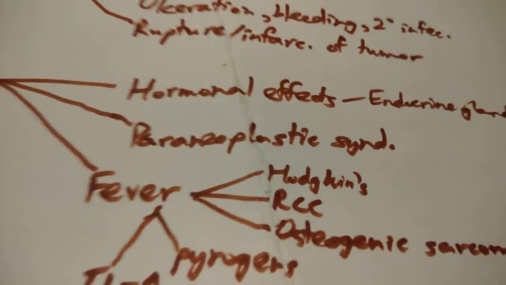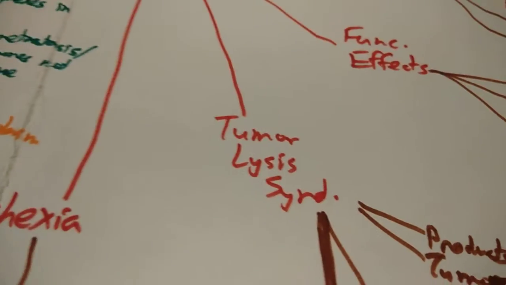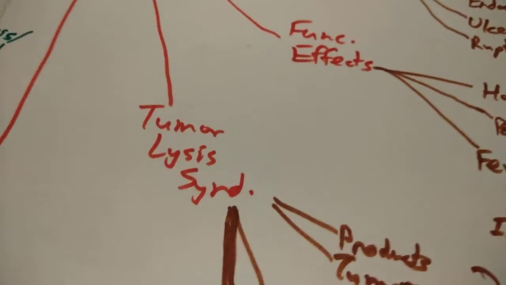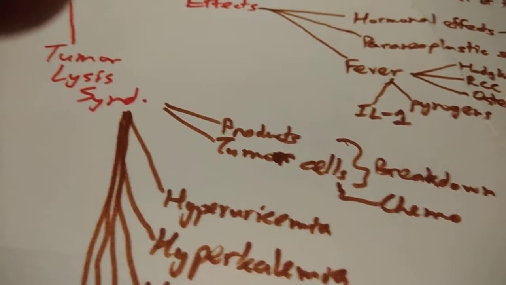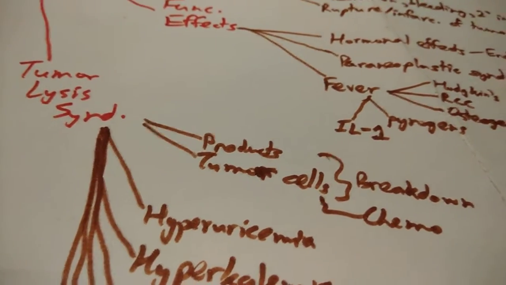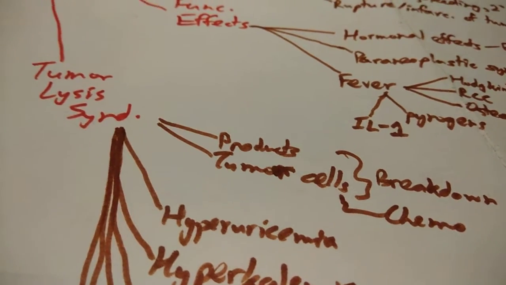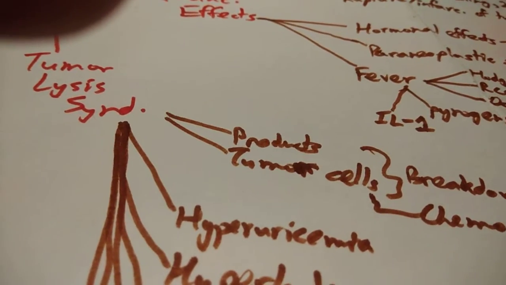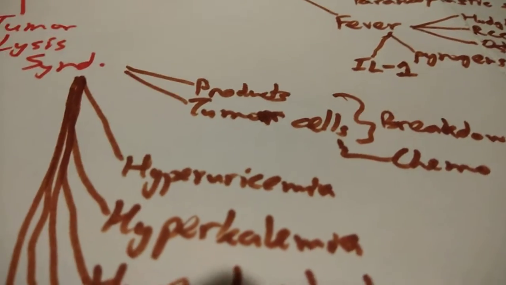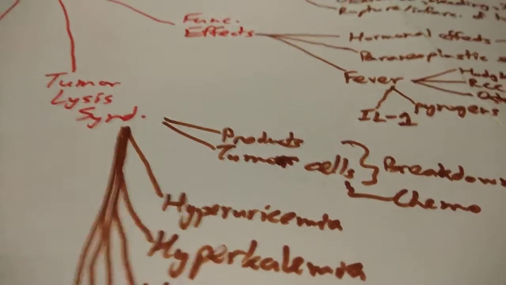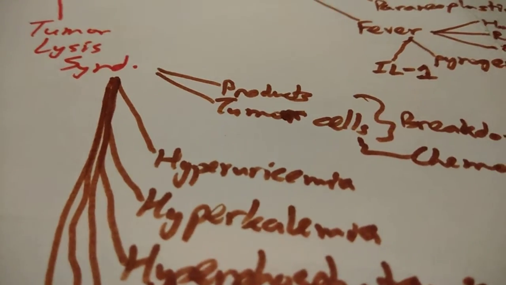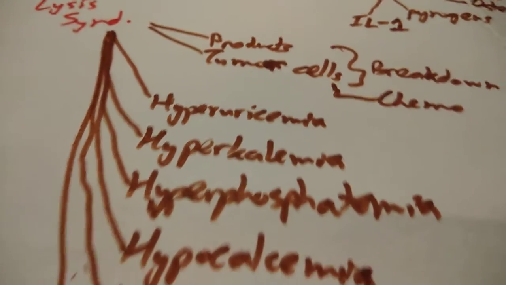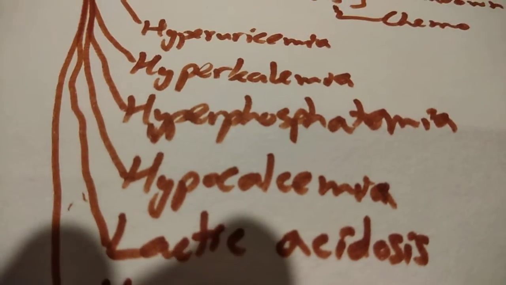All right. Now, moving on to something known as tumor lysis syndrome. So basically, the products of tumor cells, when they break down over time, largely because of chemotherapy, get released. This can include metabolites such as electrolytes or urea. You find them accumulating in the body because they have nowhere else to go to be flushed away, right? So for example, you have hyperuricemia, hyperkalemia, hyperphosphatemia, hypocalcemia, lactic acidosis, and hyperuricemia.